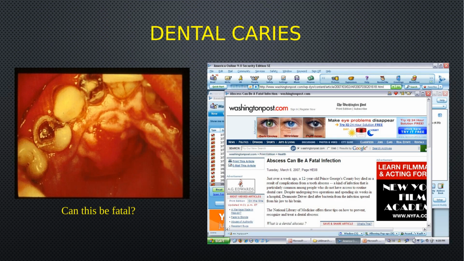Dental caries begin as tooth decay caused by bacteria and sugar. If untreated, decay can reach the pulp and form painful abscesses. These infections can spread to nearby tissues and rarely into the bloodstream or brain, becoming life-threatening. The image and news report highlight that routine dental care and timely treatment prevent severe complications, so seek a dentist promptly for persistent pain or swelling.